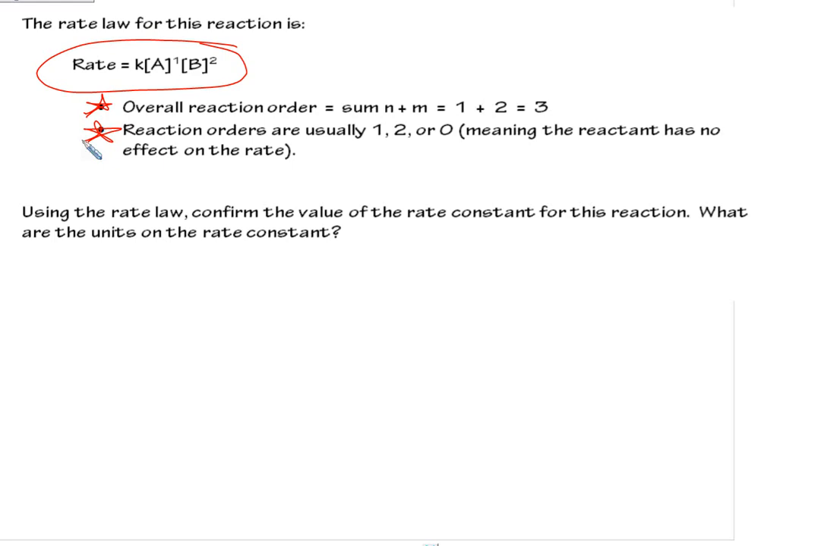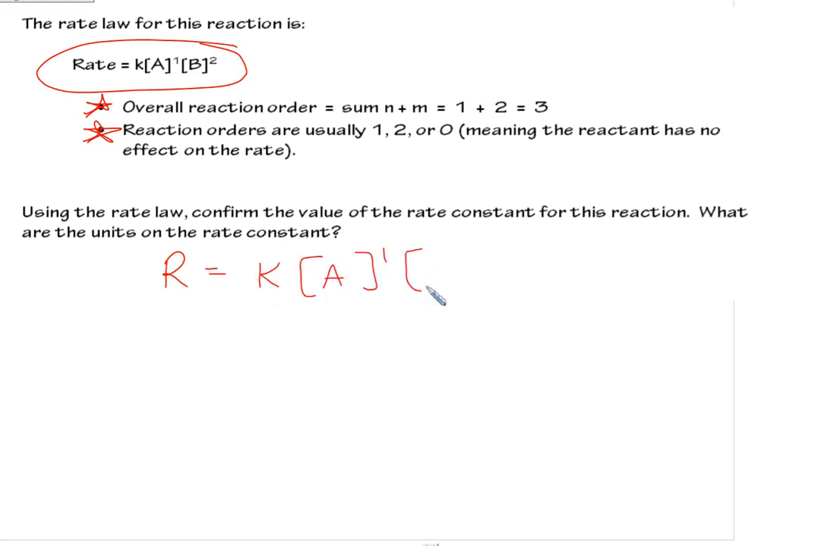So other things that we might be asked to do then. Using this rate law that we determined experimentally, those 1 and 2, those orders have to come from lab data. Confirm the value of the constant. What are the units of the constant? Excellent. So here was my rate law. R equals K.